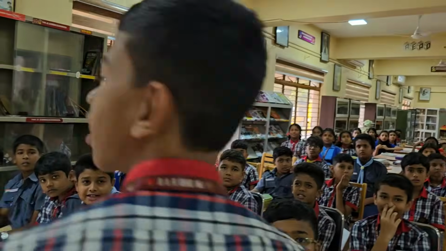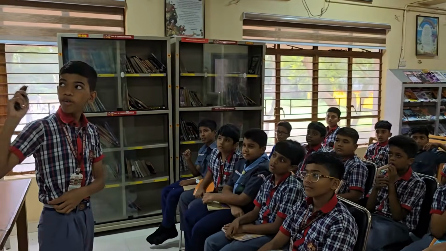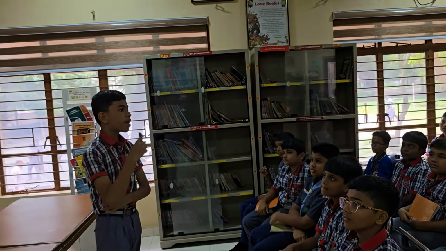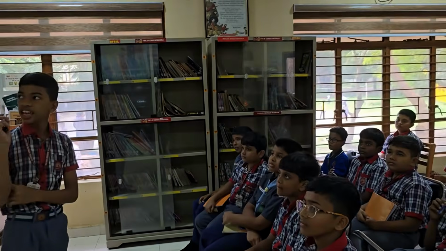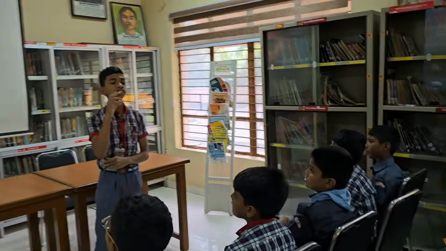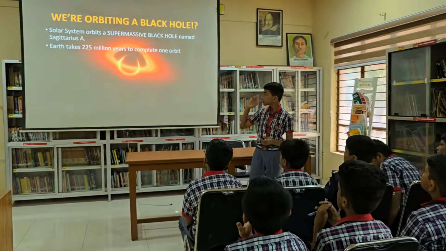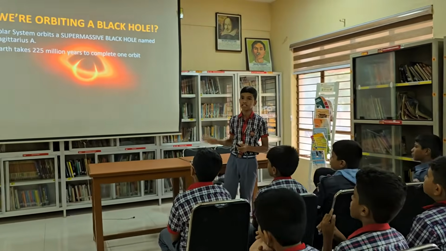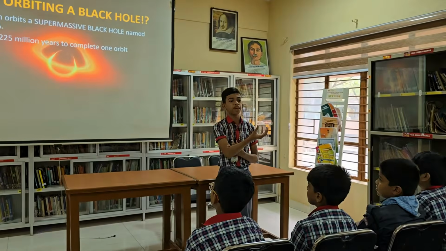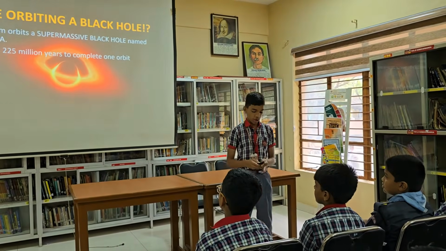No. Galaxy. No. The answer is our solar system actually orbits around a black hole. A black hole named Sagittarius A. Now, every single galaxy has a black hole in the middle of it. And our galaxy has this black hole which is named Sagittarius A. And Earth actually takes 225 million years just to complete one orbit around the black hole.